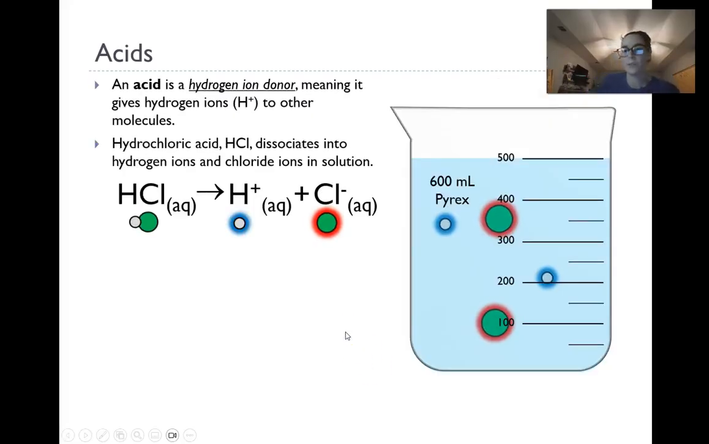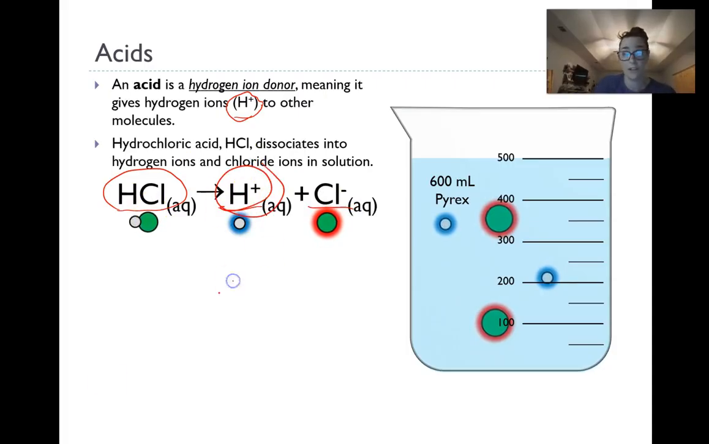So now going on to a little bit more of a chemical background about what an acid is. So an acid is a hydrogen ion donor, meaning that it can give these H plus ions. Remember, that is a hydrogen ion. It is a hydrogen atom that has lost an electron. It gives it to other molecules. That is the characteristic of an acid. So for example, hydrochloric acid, HCl, dissociates into hydrogen ions and chloride ions in solution. So basically that HCl is an acid because it gives away these hydrogen ions.